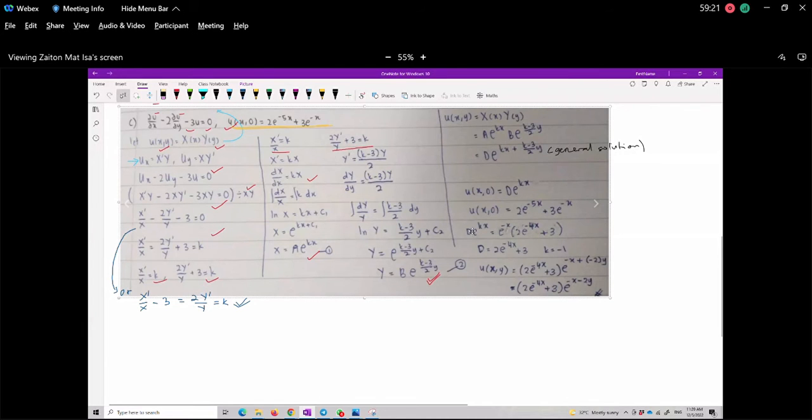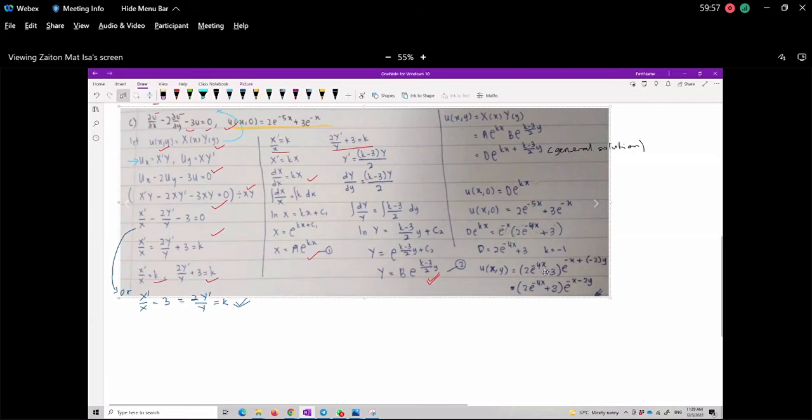So your friend did it like this. They factorized the e to the minus x. So in the bracket you will have 2e to the minus 4x plus. Then you compare D with the one in the bracket. So K equals minus 1. Now if you update your general solution here, D is replaced by 2 e to the minus 4x plus 3.